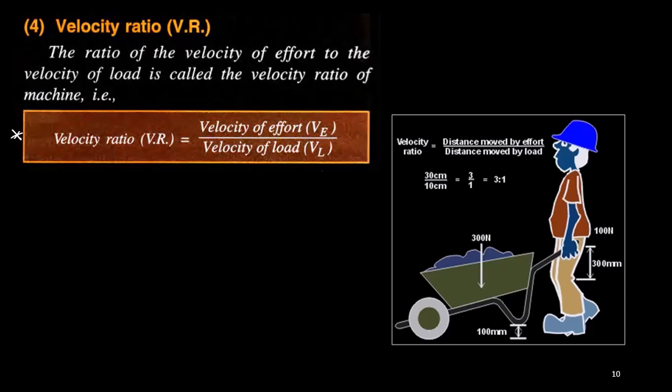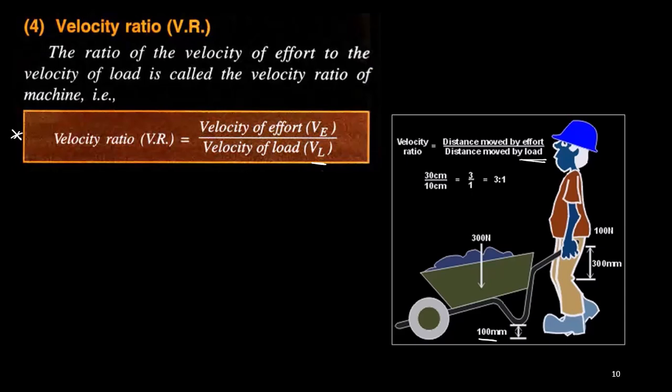So velocity ratio is nothing but the velocity of effort divided by the velocity of load. Whenever I go for speed, let us say this is a machine. If I want to calculate the velocity of load, what is it? It is the displacement of the load per unit time. So in this situation, I am applying a force, and the load is being elevated by 100 millimeters.